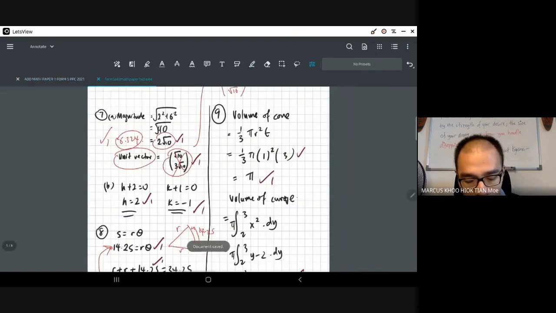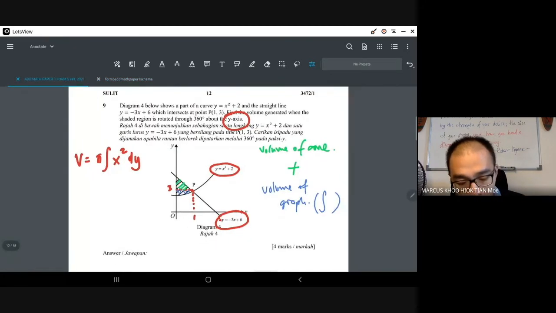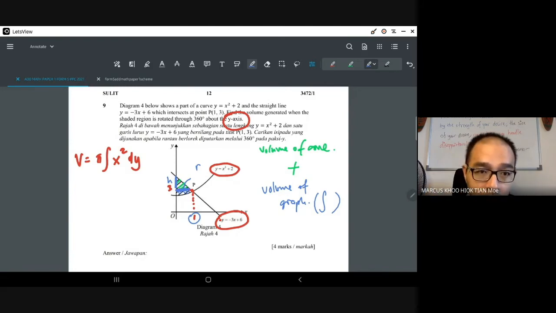And so the answer will be, first of all, you find the volume of the cone. The volume of the cone will be 1/3 pi r squared h. The radius is 1, because on the x-axis, this is the radius, and this is the height. This is the r, this is the height, because you are rotating this way.